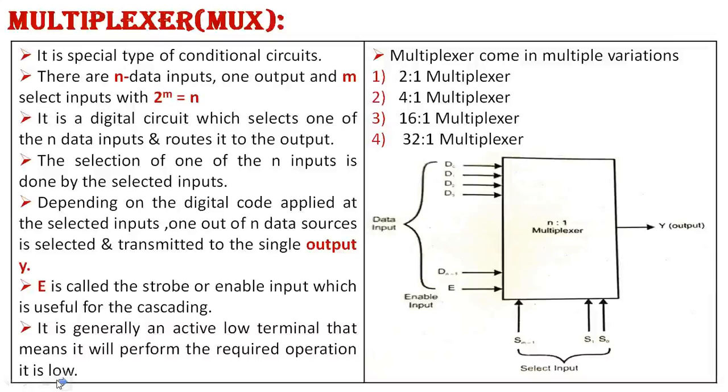E is called the strobe or enable input, which is useful for cascading. It is generally an active low terminal, that means it will perform the required operation when it is low. Multiplexers come in multiple variations: 2 to 1 multiplexer, 4 to 1 multiplexer, 16 to 1 multiplexer, and 32 to 1 multiplexer. So, see the block diagram of a multiplexer. There are a number of inputs and one single output, selected by using select lines and a strobe.